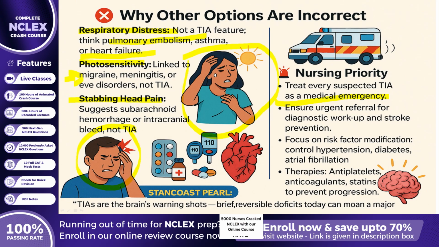Nurses play a vital role by recognizing early signs and ensuring immediate referral for diagnostic workup and preventive measures. Risk factor modification, such as controlling hypertension, diabetes, or atrial fibrillation, alongside preventive therapies like antiplatelets, anticoagulants, or statins, can significantly reduce the chance of a full-blown cerebrovascular accident.